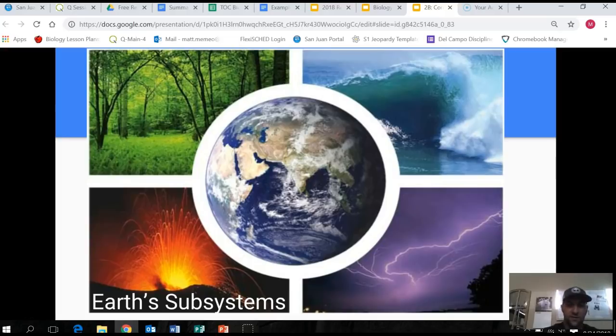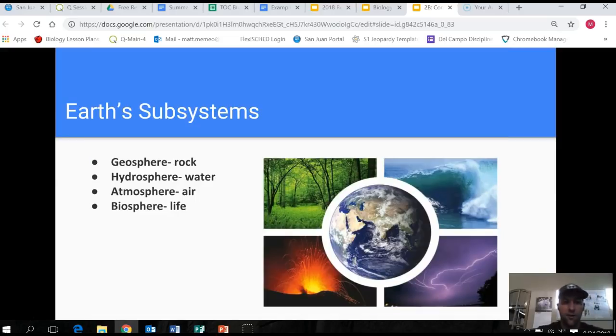So the lithosphere, the mantle, the outer core, the inner core, all those different layers make up the geosphere. When we look at the bottom right-hand corner, we're looking at a picture of the atmosphere, so weather that would be occurring with a lightning strike going on. So again, that's part of the atmosphere. So those are the 4. Okay, easy way to think of them.